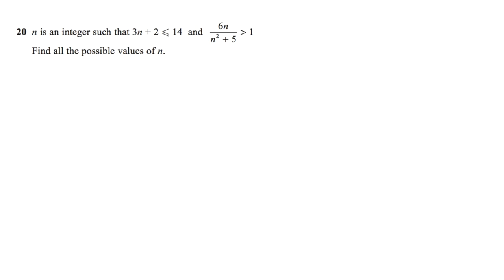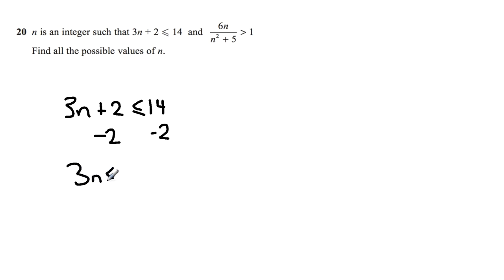So the first thing I'm going to do is solve for n. 3n plus 2 less than or equal to 14. Going to subtract 2 from both sides, so we're left with 3n less than or equal to 12. I'm then going to divide both sides by 3, so we have n less than or equal to 4. So that's the first criteria: n has to be less than or equal to 4.